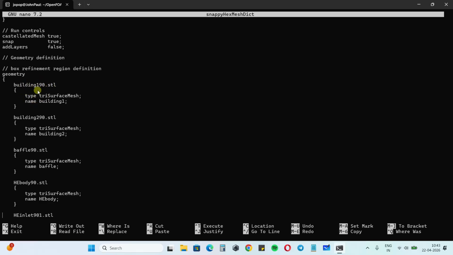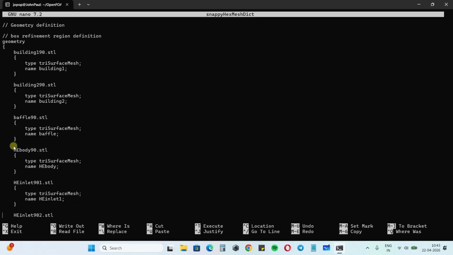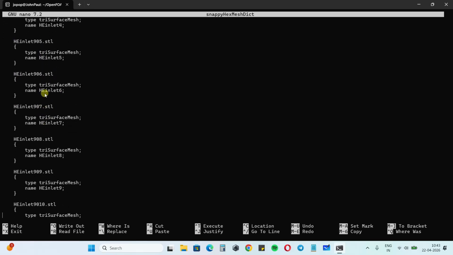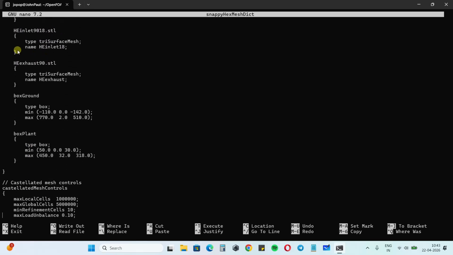But the first file is the storage tanks STL file. Then you have the supporting building. Then you have the baffle geometry, which we will use to mark porous cells. Then you have the heat exchanger body, and then you have 18 inlet faces STL files. Then finally you have the exhaust STL file. Okay, and then you define the volume refinement regions that you want to have. So we will be using this to achieve the target first cell height.